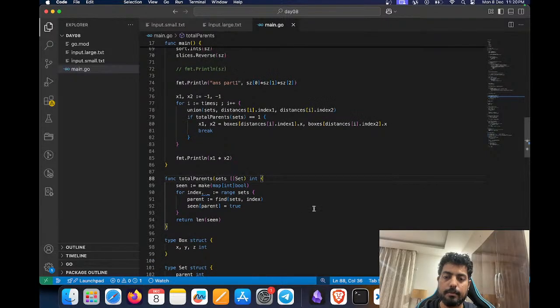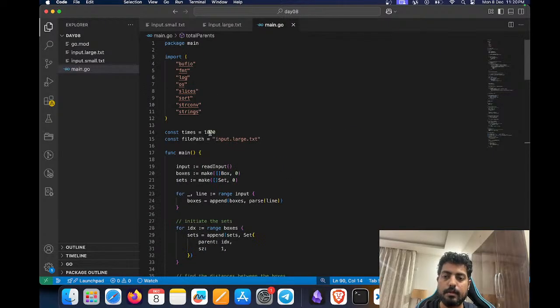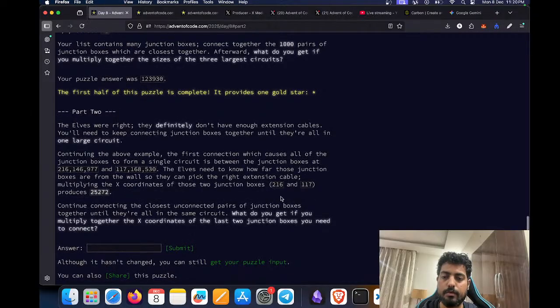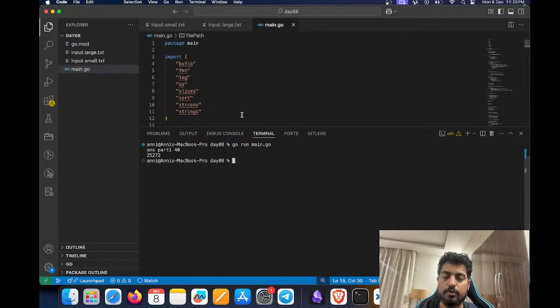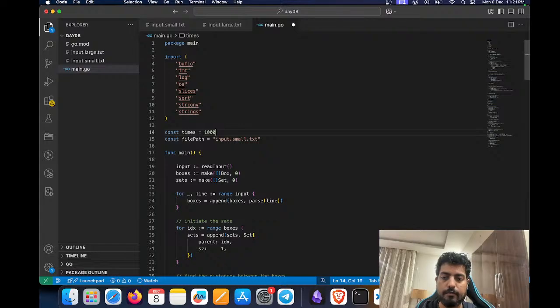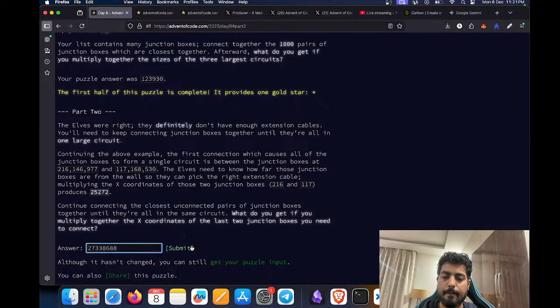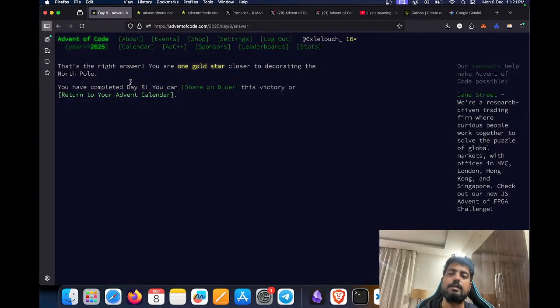Yeah, I think this should be fine, but I don't know what will be the complexity of this algorithm. So it is 10 and it is small. So the answer is 25272, which is correct. So this should also work for our case. Now we have 1000 and it is input dot large dot text. Okay, the answer is 273 and 38688, and yeah, so this is the correct answer.